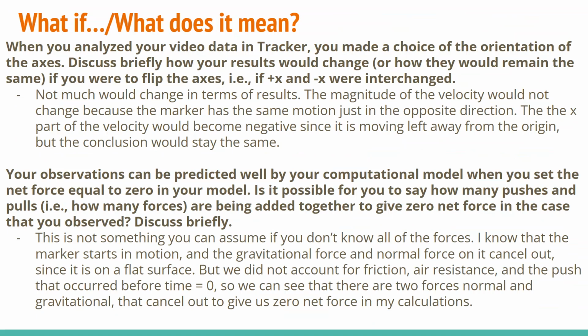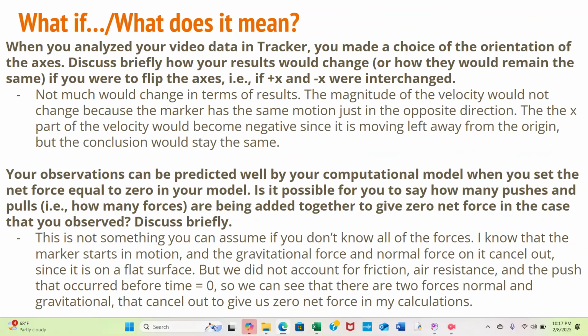Is it possible for you to see how many forces are being added together to give net zero force in this case? This is something you can assume if you know all of the forces. I know that the marker starts in motion and the gravitational force and normal force cancel out since it is on a flat surface, but we did not account for friction, air resistance, and the push that occurred before time equals 0. So you can see that there's two forces, normal and gravitational, that cancel out to give us zero net force in my calculations.